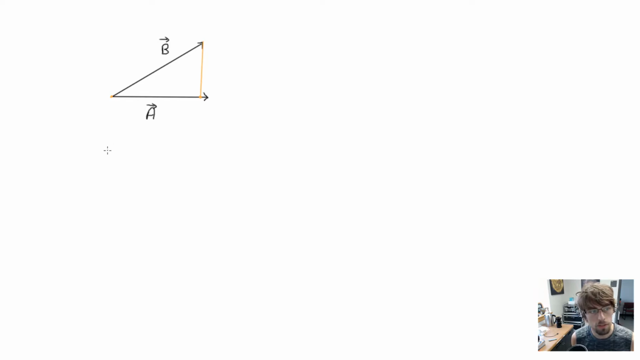Sometimes that will be written as, for example, you could write this as B adjacent. So thinking about this triangle, you could think of this as being the adjacent leg of a triangle. This is the opposite leg of the triangle. Some books will write this as B parallel. In other words, I want the component of vector B that is parallel to A. So that's a different way of writing it out.